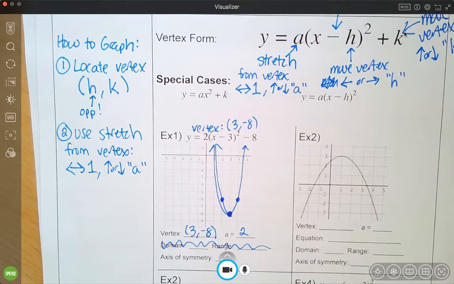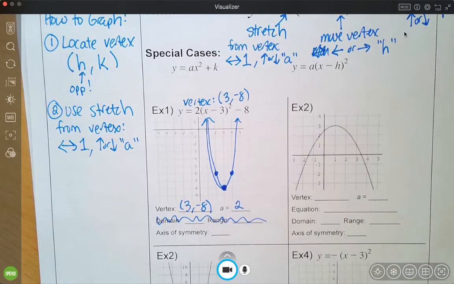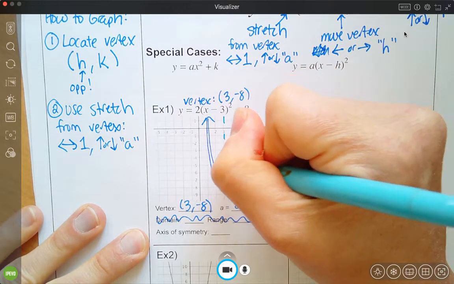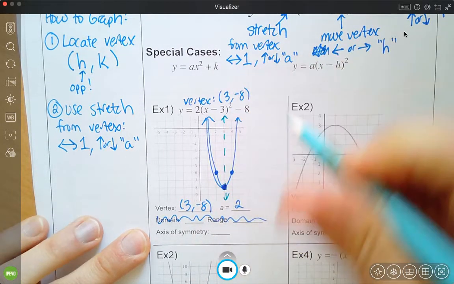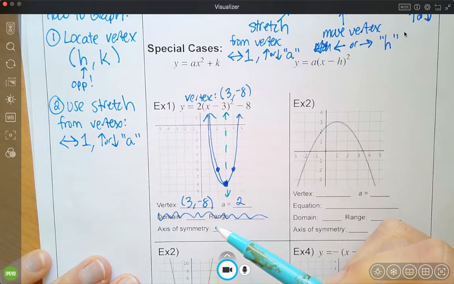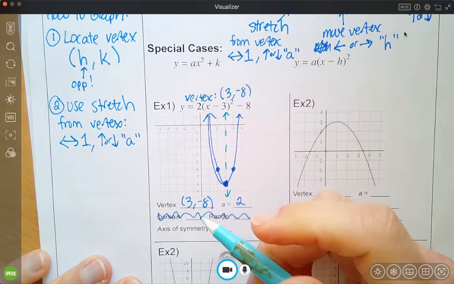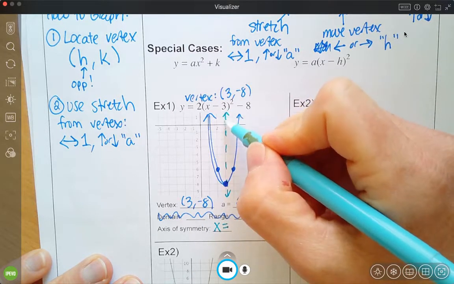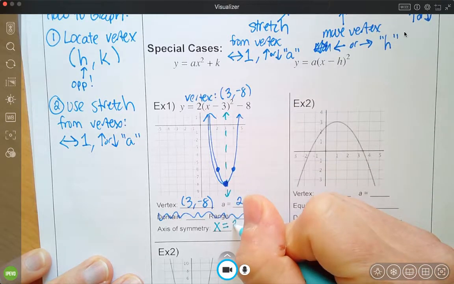Okay. Awesome. The very last thing we're going to do here, we practiced this way back when, before school was canceled forever. And that's axis of symmetry. So axis of symmetry is always going to be a vertical line that cuts right through your vertex like this. Okay, and it's the line that cuts your parabola in half. And we always write it in the form of x equals whatever number this hits on the x-axis. So in this case, it would be x equals 3.